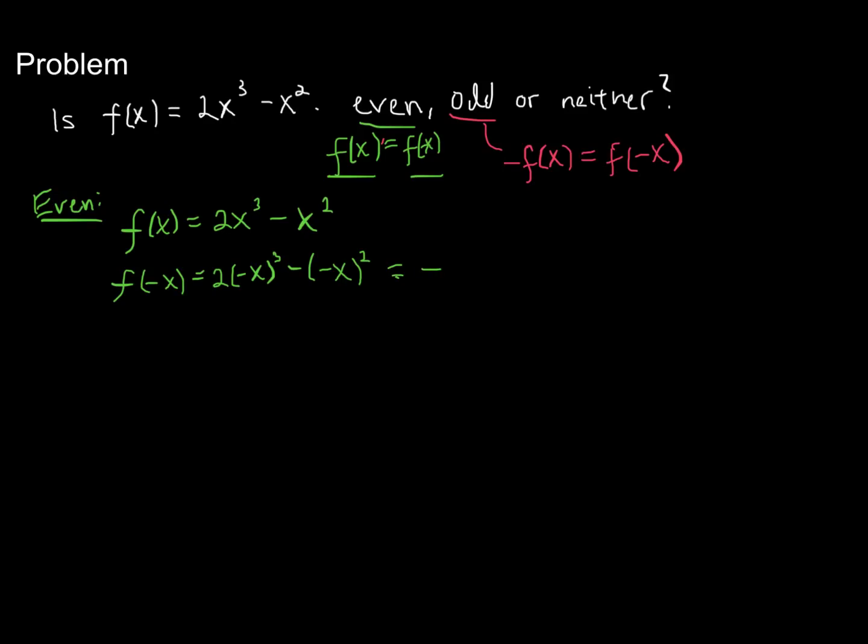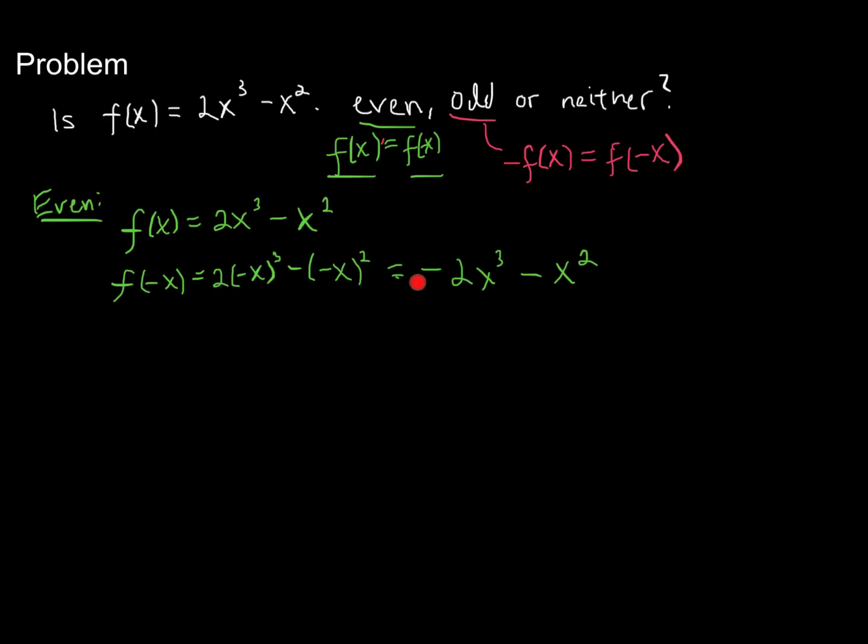It's going to be negative 2x cubed. And remember, that's because a negative times a negative times a negative will always be a negative. So I'm going to get the x cubed value except the negative version of it. Now I have minus, and negative x squared, just as we saw previously, a negative times a negative is a positive. So this is going to be the same as x squared.